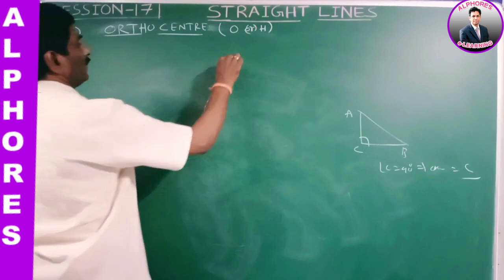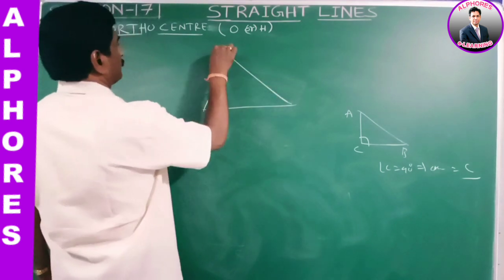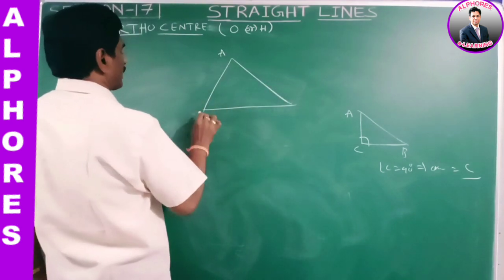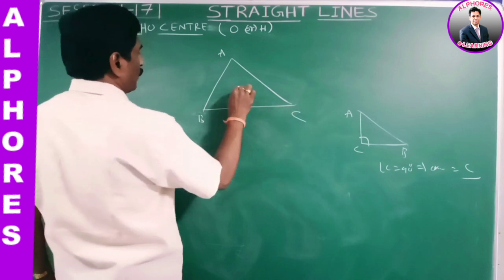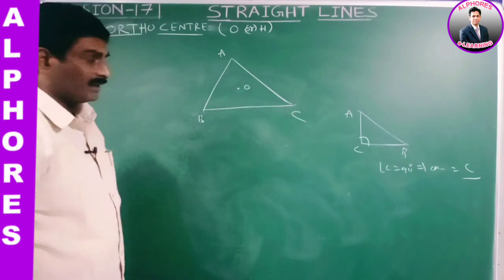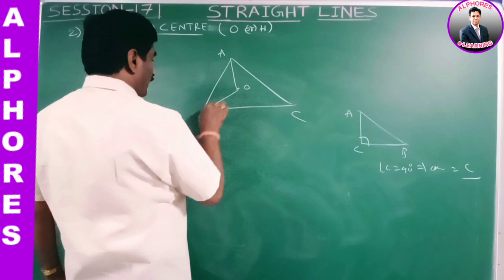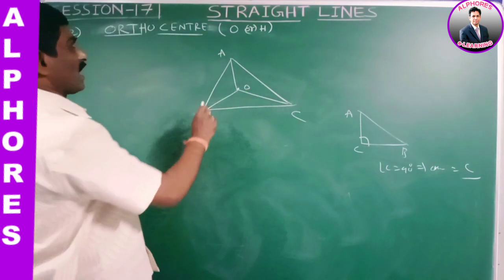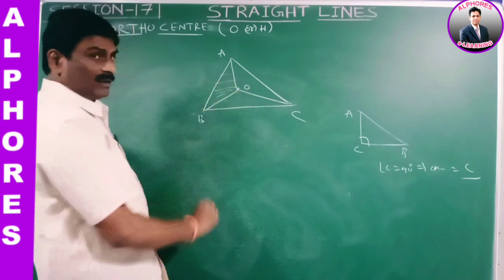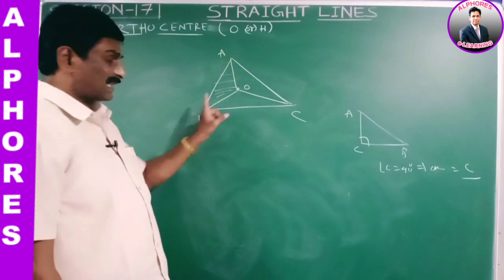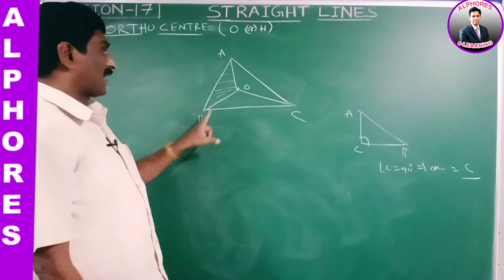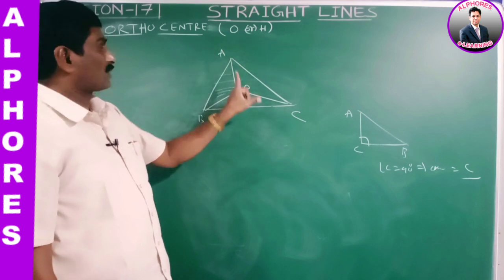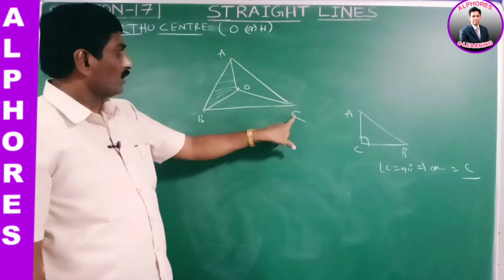Suppose it is the triangle ABC. O is the orthocenter of triangle ABC. Join AO, OB, OC. Now three triangles are formed. What is the orthocenter of triangle OAB? The orthocenter of triangle OAB is nothing but C. The orthocenter of triangle OBC is equal to A. The orthocenter of triangle OAC is equal to B.